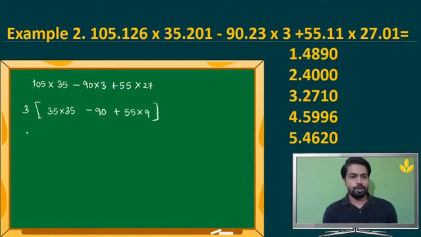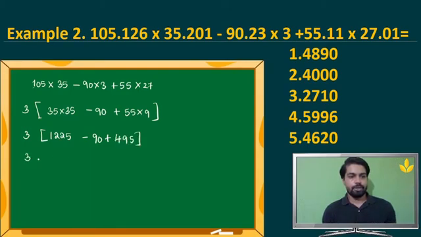And according to BODMAS, we have to do the multiplication first. 35 square, everyone knows it is 1225. So 5 square will end with 25. 3 into 4 is 12, minus 90. Plus 9 into 55 is again easy. 9 into 50 is 450. Again 45 we have to add. It's going to be 495.